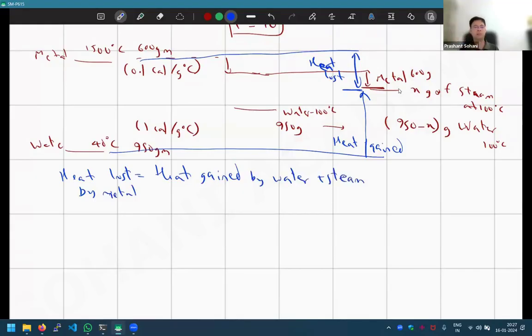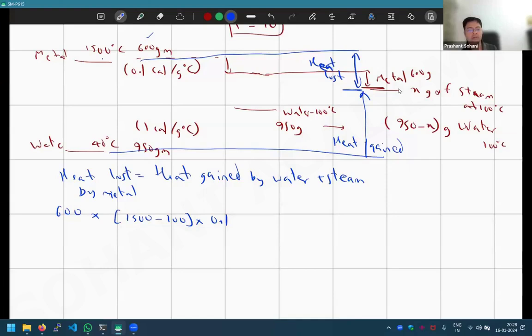So now we just have to fill in the details, which of these we can calculate, which are unknown, and solve for the unknown quantity. On the left hand side, do we know exactly how much heat the metal is going to lose? We know it, because we know everything. We know the mass of the metal, we know the temperature, everything. So the left hand side is simply the mass of the metal into the change in temperature. How much is the change in temperature? It is 1500 minus 100 degrees, into the specific heat capacity, which is 0.1 calorie per gram degree Celsius.